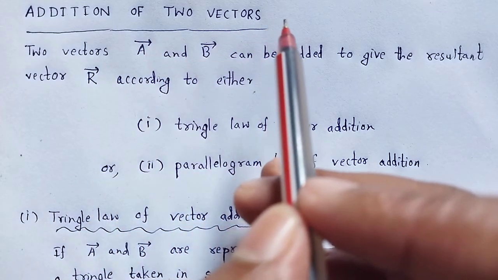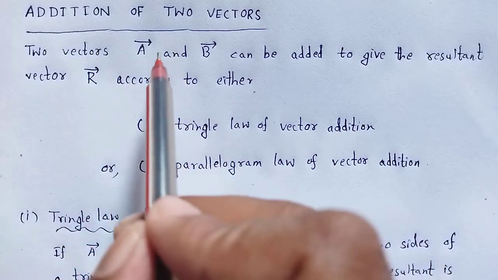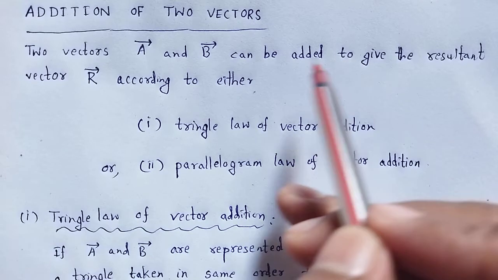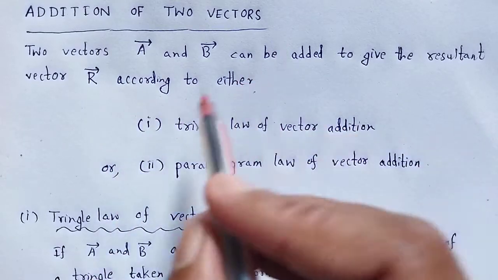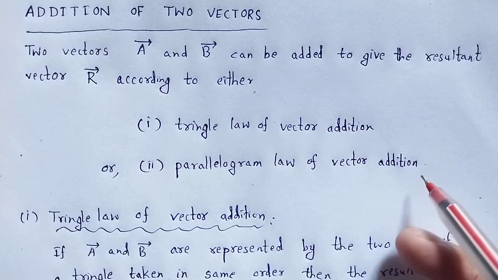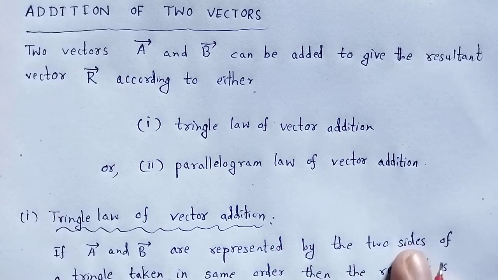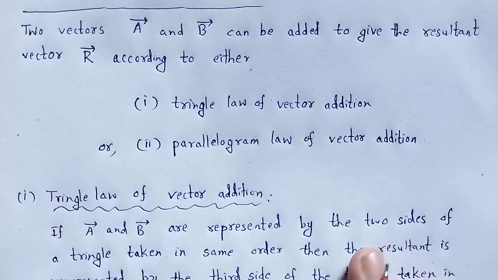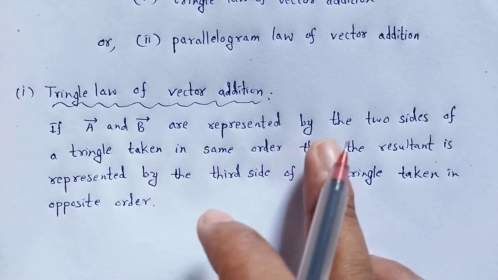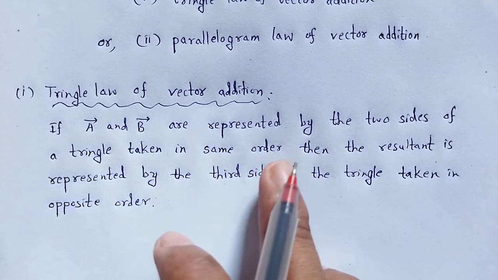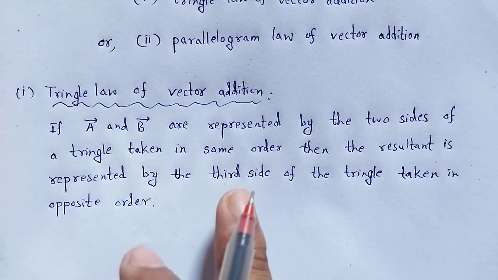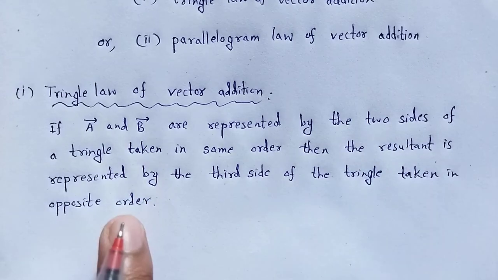Addition of two vectors: let two vectors, A vector and B vector, be added to give the resultant vector R according to either the triangle law of vector addition or the parallelogram law of vector addition. Let us discuss the triangle law of vector addition. If A vector and B vector are represented by the two sides of a triangle taken in the same order, then the resultant is represented by the third side of the triangle taken in opposite order.